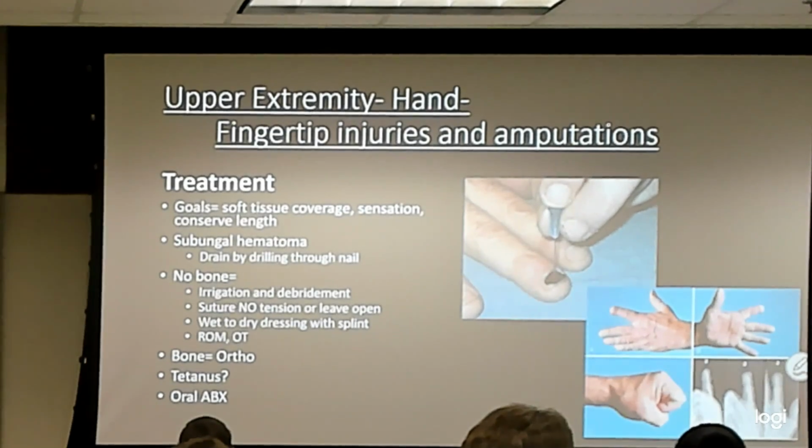Subungual hematoma, drain, you don't need to put pressure on it. You just use something sterile. That's why this is a needle. And that'll provide a lot of relief for your patient.